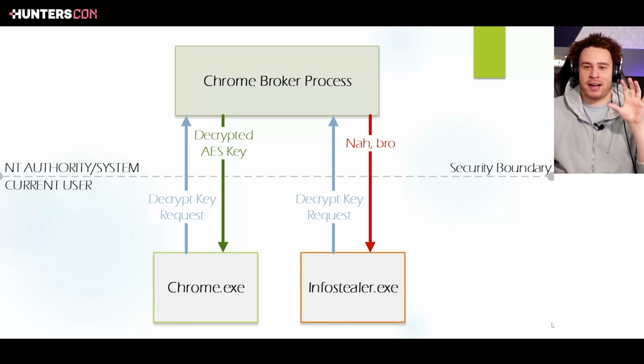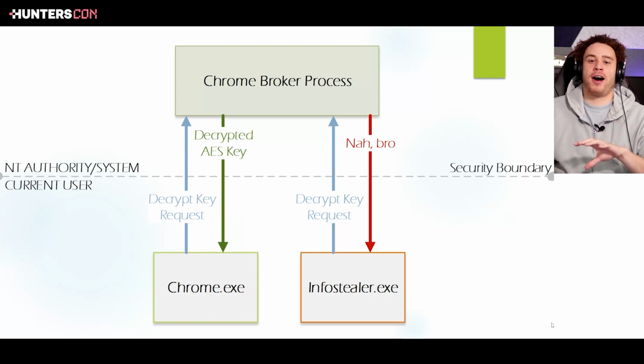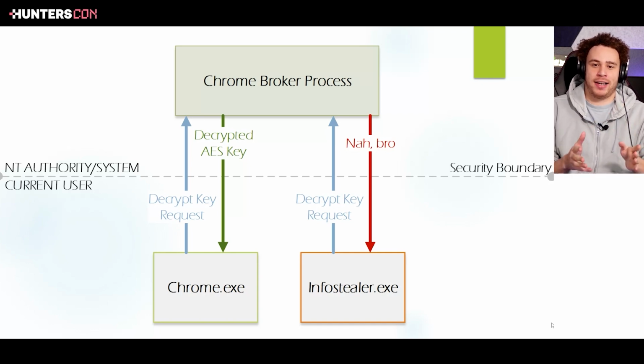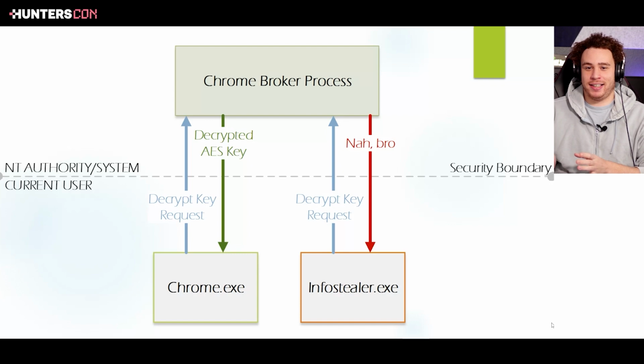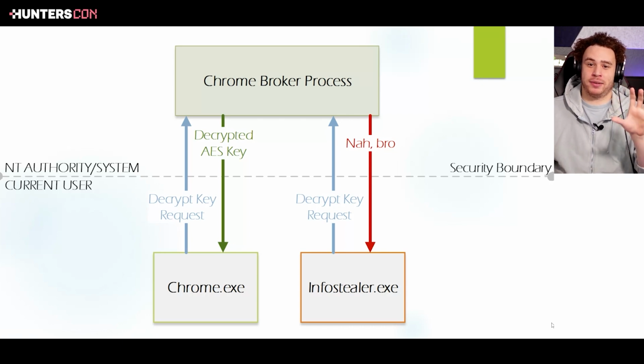We basically have now a Chrome broker process which runs with system privileges, so the highest privileges on a Windows system. And the Chrome broker process is now responsible for encrypting and decrypting the AES key. And if you remember in my earlier slide, I said each user has its own key. So previously we were encrypting the key with the current user's key, which meant anyone running under the current user account could simply just decrypt it. Whereas now we're actually encrypting it with the system key, which the user does not have access to.